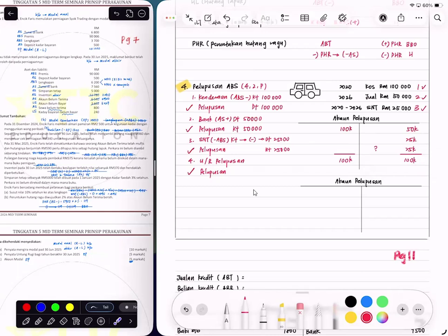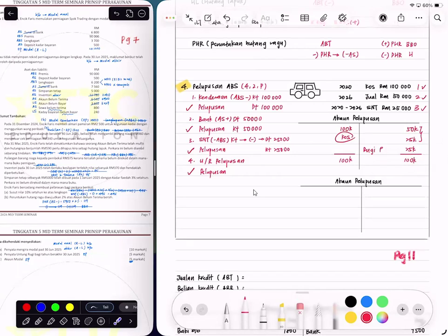Rugi, because remember the 100,000 is the cost. It's the money that you paid to get the item. You spent 100,000 previously. When you sell it out, the total value is lower than the initial money that you spent, right? It means you sold it at a lower price. So of course it is rugi pelupusan. Remember this cost, then it will help you to identify whether it is untung or rugi.